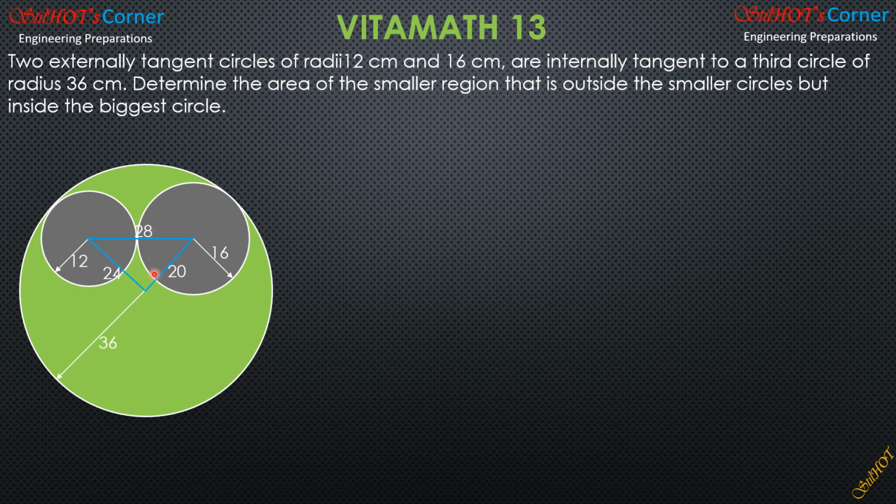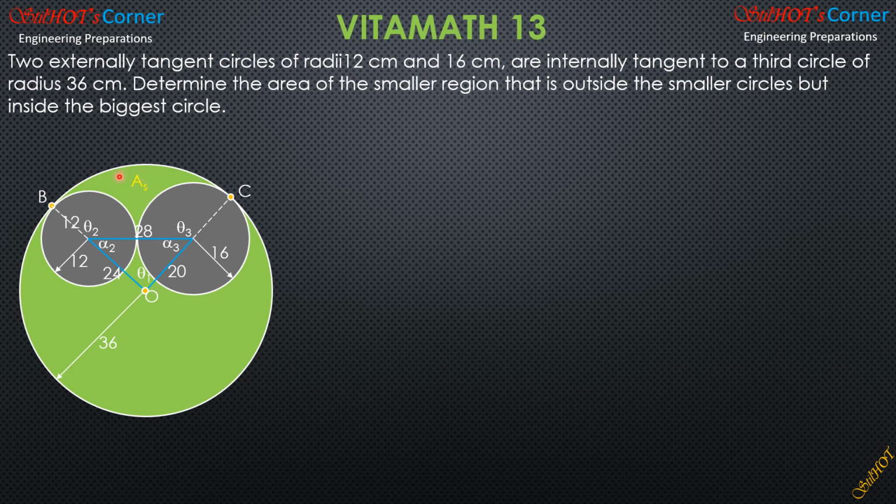So let's extend these sides. So that's 12. This is the center of the biggest circle. Call that point B. That's 16. Then call that C. Call this theta 1, alpha 2, alpha 3, theta 2, theta 3. And this is area S. So we are required to find that.